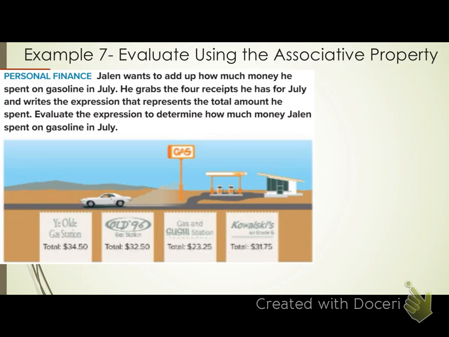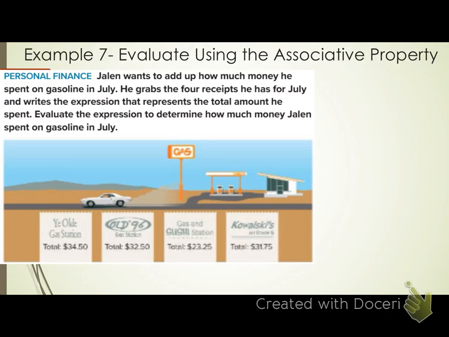Jalen wants to add up how much money he spent on gasoline in the month of July. He grabs the 4 receipts he has for July and writes the expression that represents the total amount he spent. Evaluate the expression to determine how much Jalen spent on gasoline in July. So let's go ahead and write our expression first. If I want to find the grand total of how much he spent on gas in July, what would I do with all these totals?